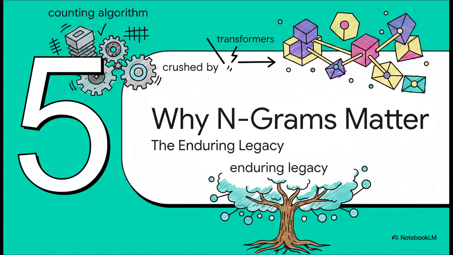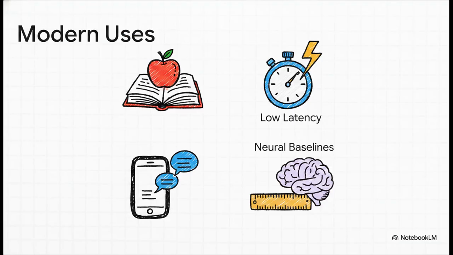Which brings us to our final section. Section 5. Why n-grams still matter. The enduring legacy. Here is the final narrative twist of our explainer. Despite getting completely crushed by transformers in perplexity scores, these older counting algorithms are far from dead. N-grams have a surprisingly robust modern legacy.